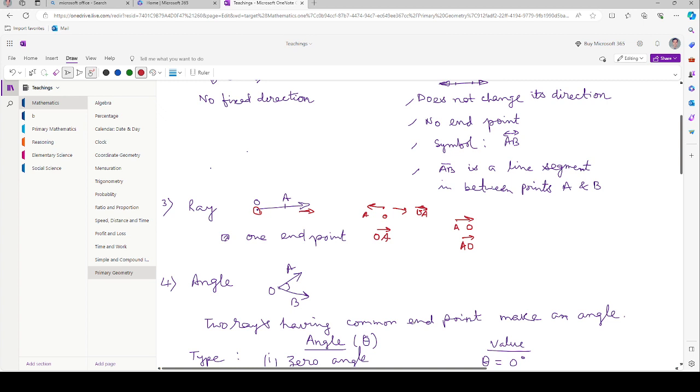I can repeat again. A straight line is a continuous arrangement of points extending infinitely in both directions. This is known as straight line.